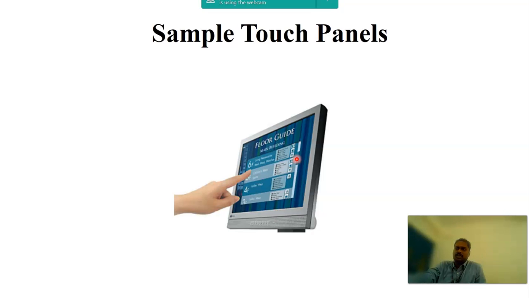Suppose you went to a shopping mall where many floors are there. If you want to navigate and see what shops are over there, touch panels are kept at a particular pivotal point. You can use the touch panels to see what shops are available in that particular shopping mall.